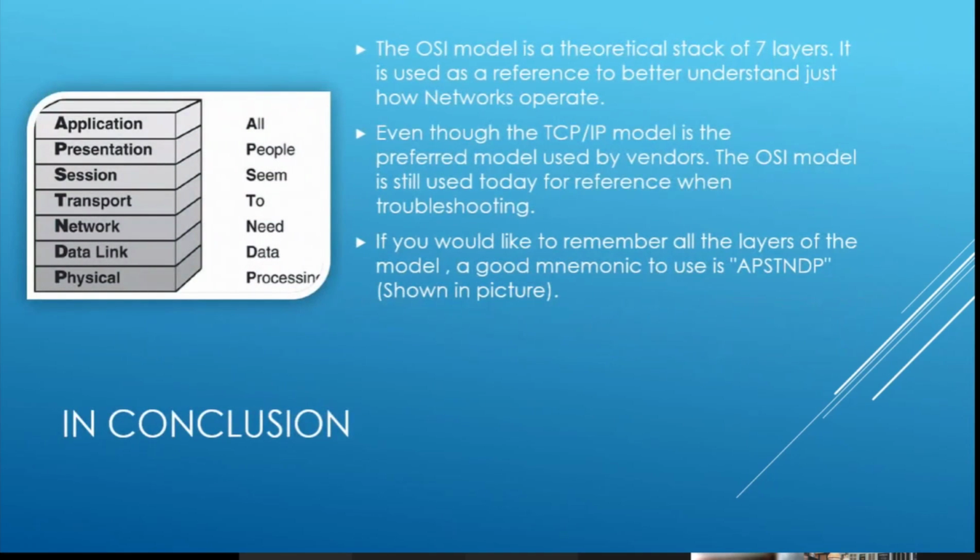Okay, in conclusion, the OSI model is a theoretical stack of 7 layers. It is used as a reference to better understand how networks operate. Even though the TCP/IP model is the preferred model used by vendors, the OSI model today is still used as a reference for troubleshooting. If you'd like to remember all the layers of the model, a good mnemonic to use is: All People Seem To Need Data Processing, which coincides with all the layers.